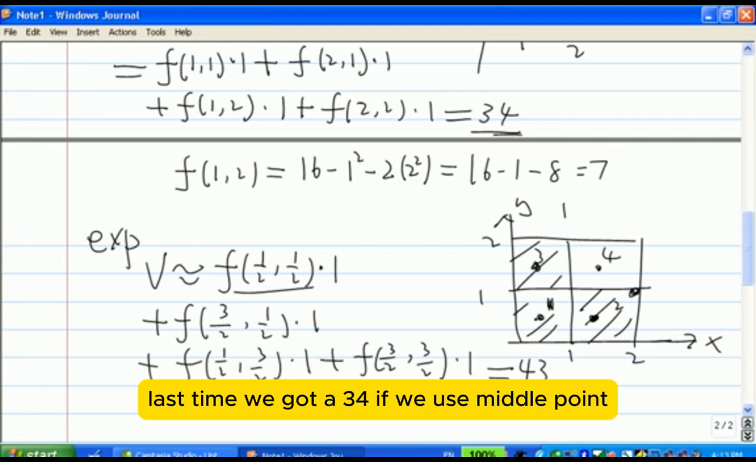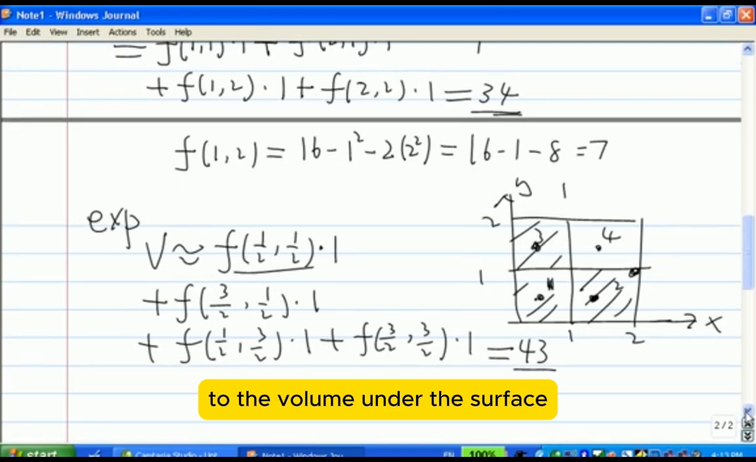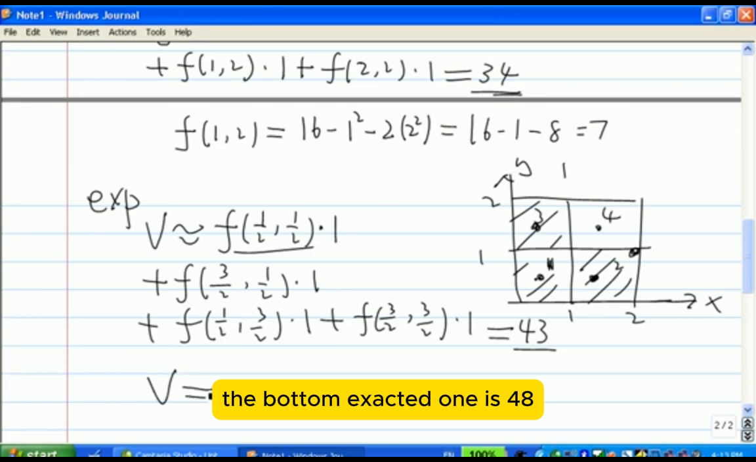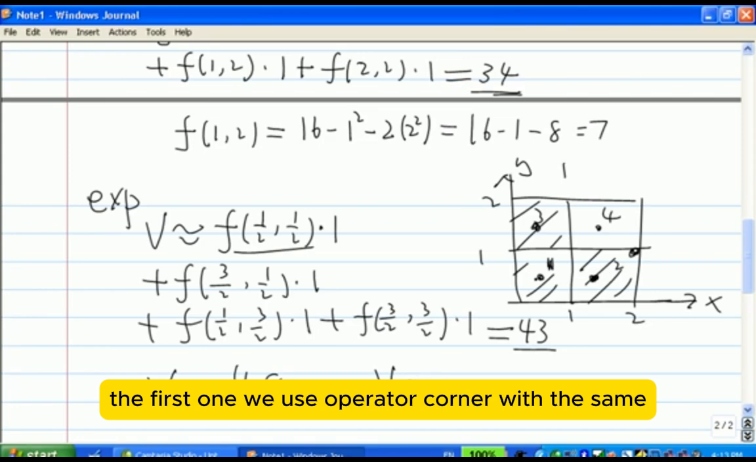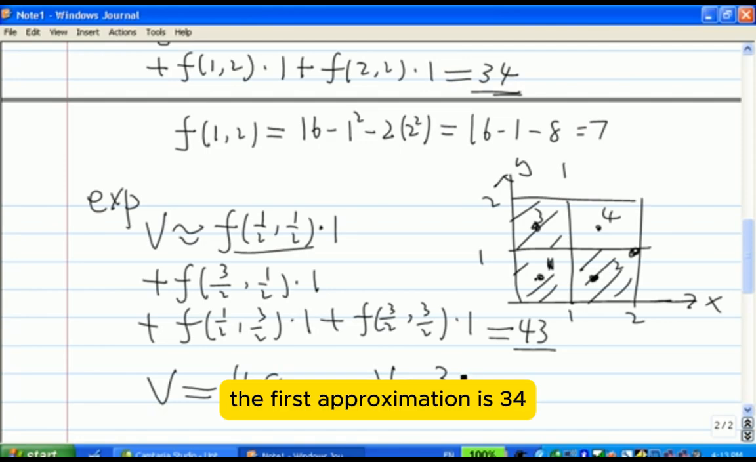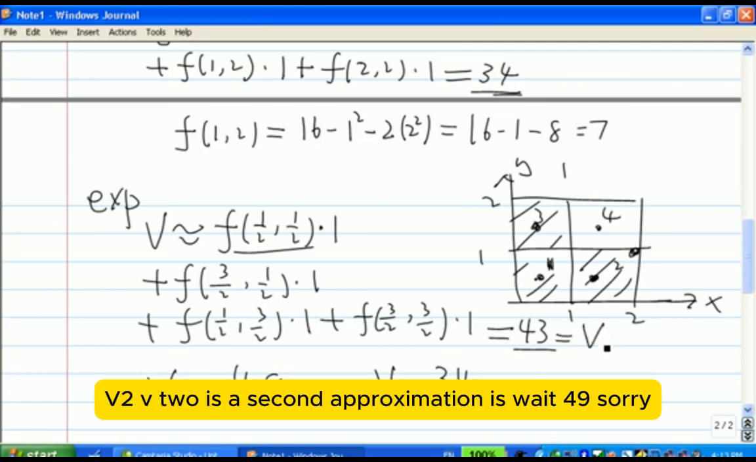If we use middle point, we get another approximation to the volume under the surface. In fact, the exact volume is 48. Now we got 2 approximations. The first one we use upper right corner with the same 4. We divided this into 4 rectangles. The first approximation is 34. I call this the second approximation, V2.